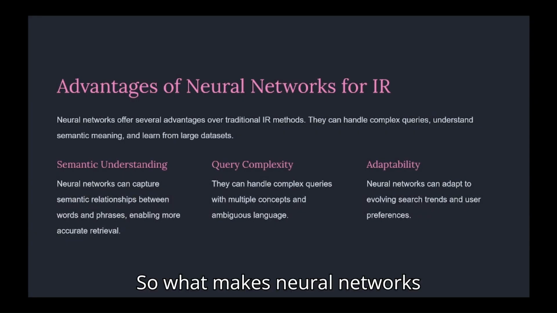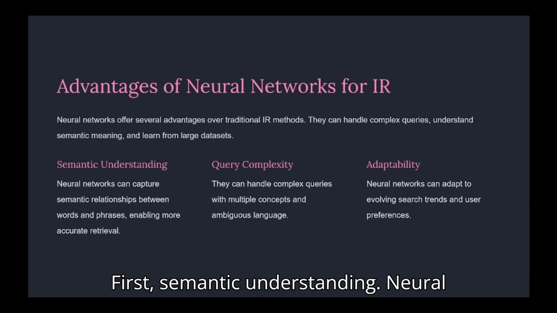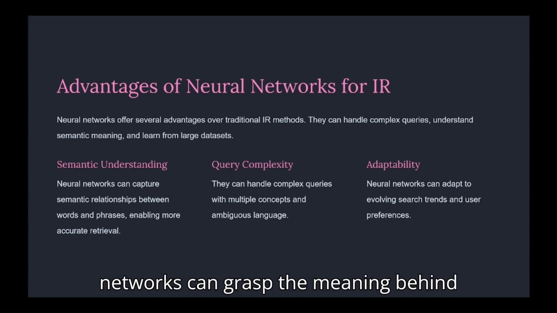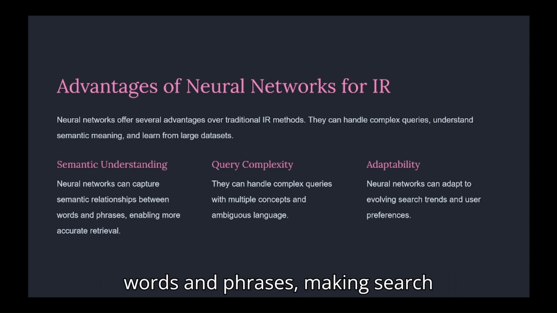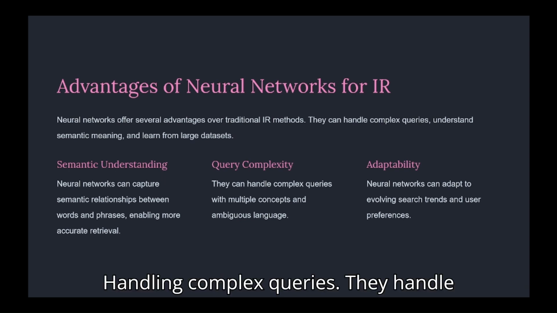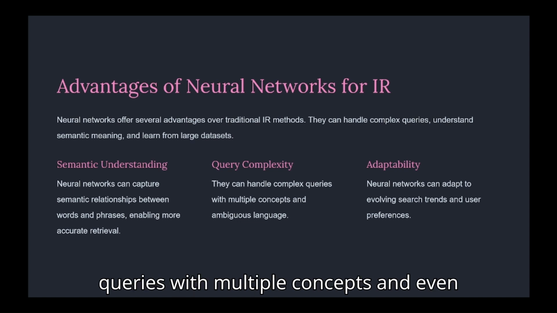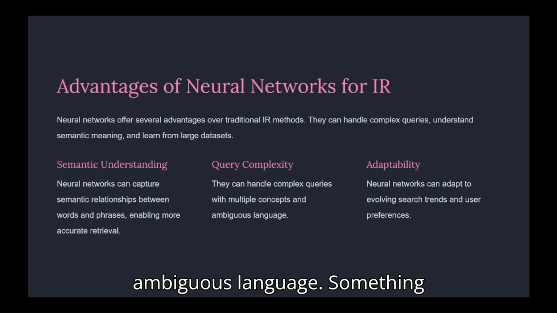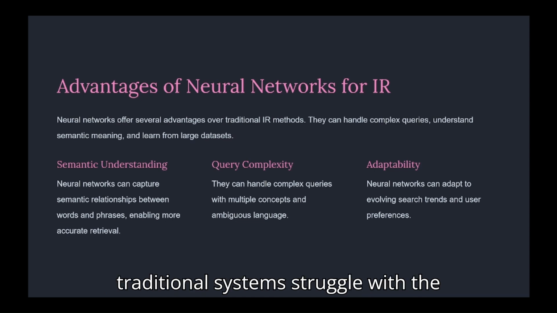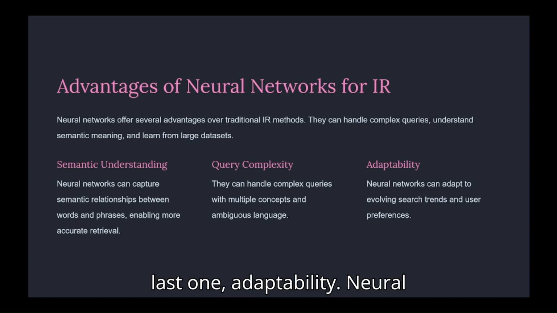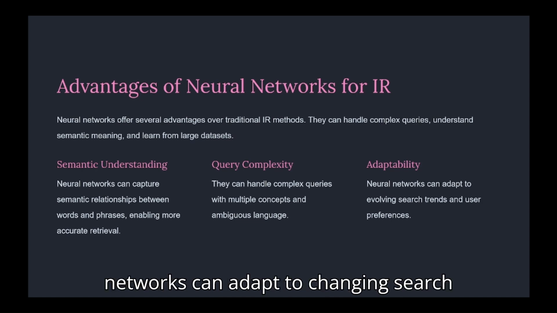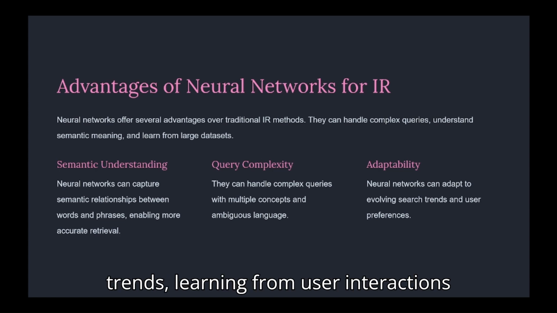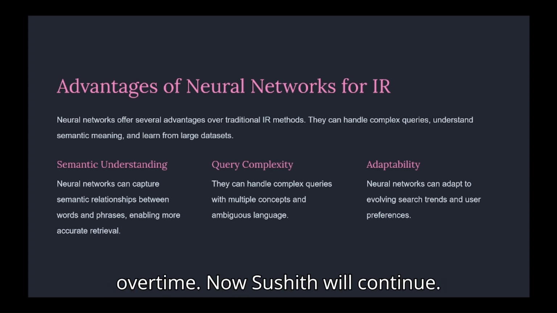So, what makes neural networks particularly useful for IR? First, semantic understanding. Neural networks can grasp the meaning behind words and phrases, making search results more relevant. Handling complex queries. They handle queries with multiple concepts and even ambiguous language, something traditional systems struggle with. The last one, adaptability. Neural networks can adapt to changing search trends, learning from user interactions over time.